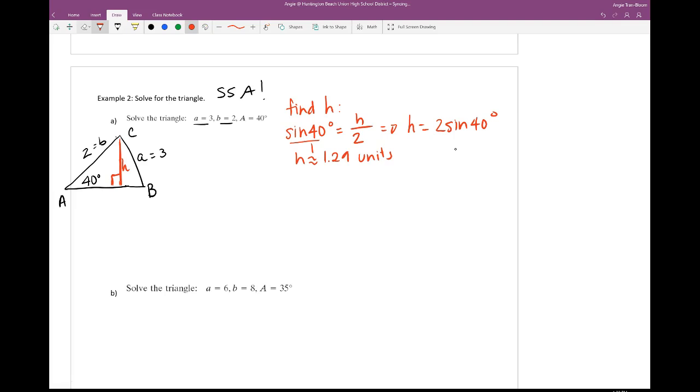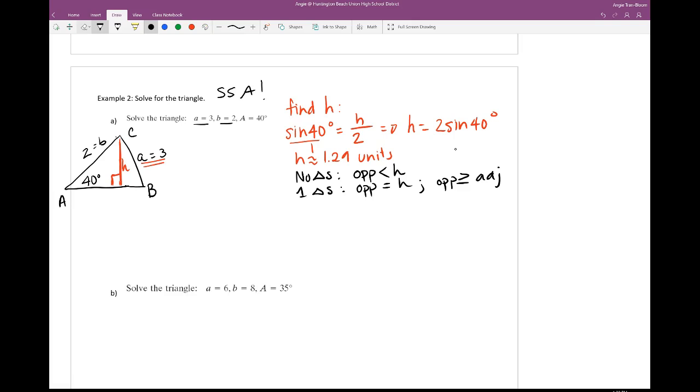Number one, is A shorter than the height? No, so there will be at least one triangle. Let me spell this out for you. No triangles: when the opposite leg is shorter than the height. One triangle has 2 cases: when the opposite leg is exactly the same as the height, or when the opposite leg is greater than or equal to the adjacent leg.